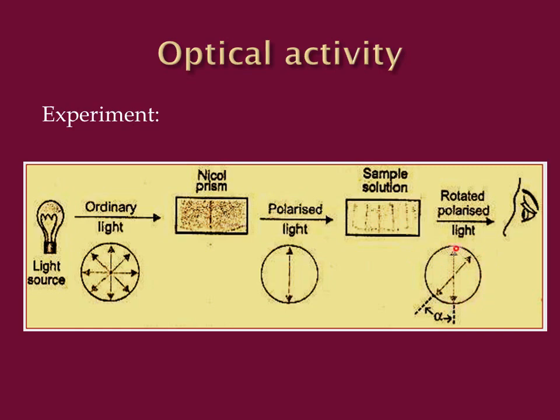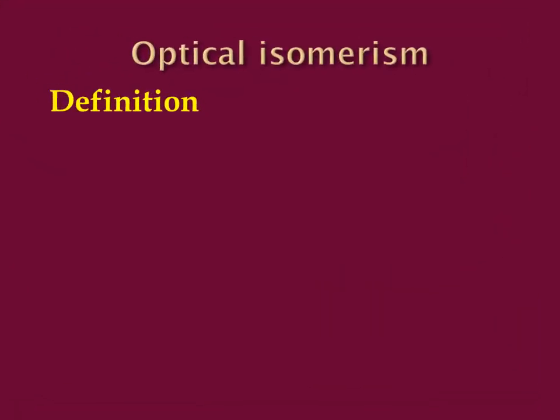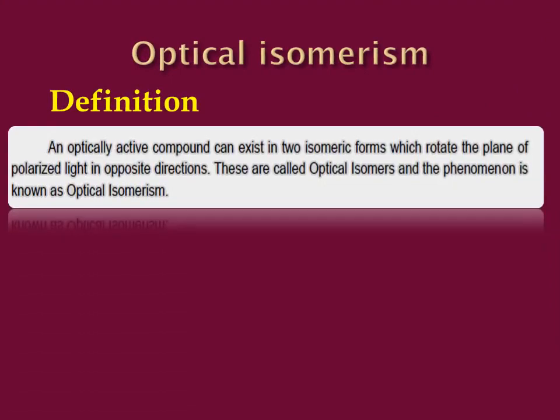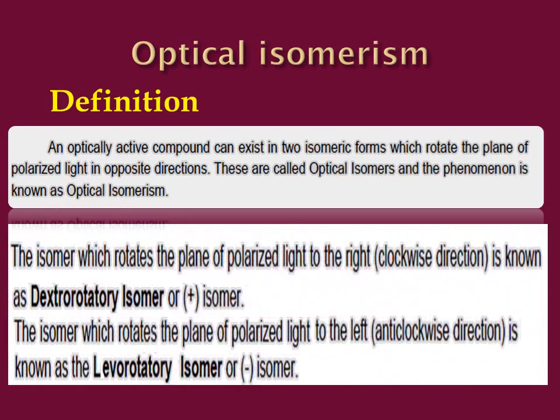Students, let us start the topic of optical isomerism. The definition is: an optically active compound that exists in two isomeric forms which rotate the plane of polarized light in opposite directions. These are called optical isomers, and the phenomenon is called optical isomerism. As we have already discussed, the isomer which rotates the plane of the polarized light towards right or clockwise direction will be called dextrorotatory, and if it rotates the plane of polarized light towards left or anti-clockwise, it is called levorotatory isomer.